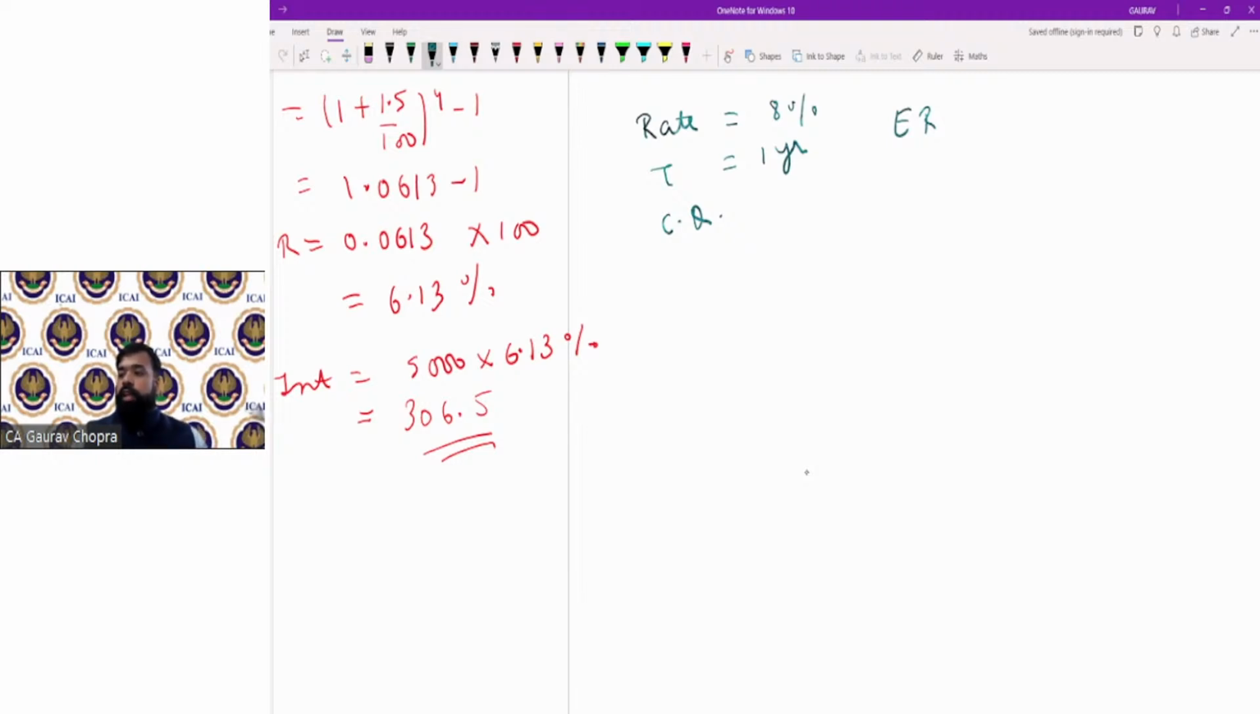Sakshi is asking why we are using 5,000 in the shortcut. See, 5,000 is the principal which was given in the previous question. So that's why we have multiplied 5,000 with the rate of interest.